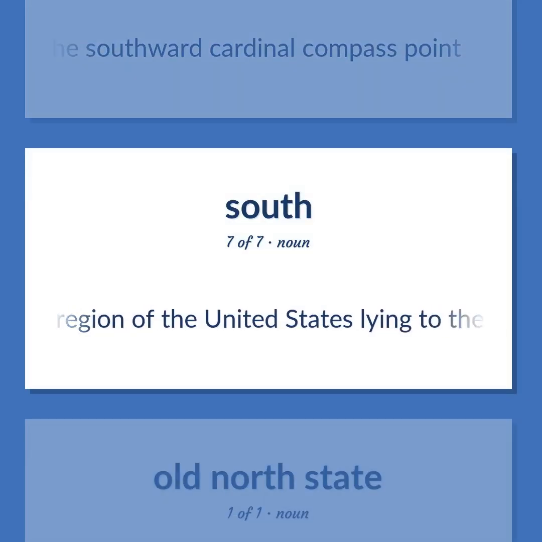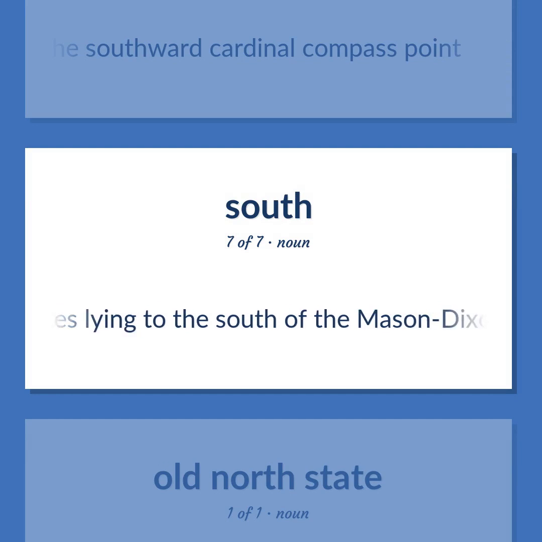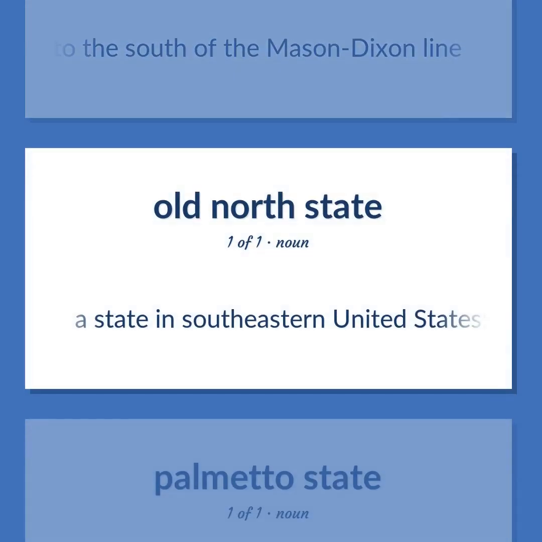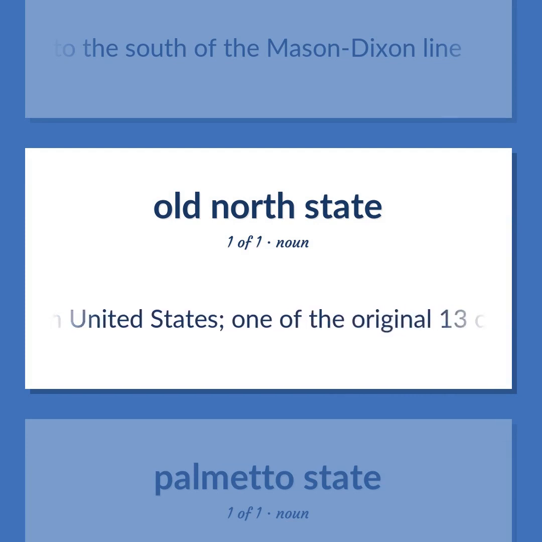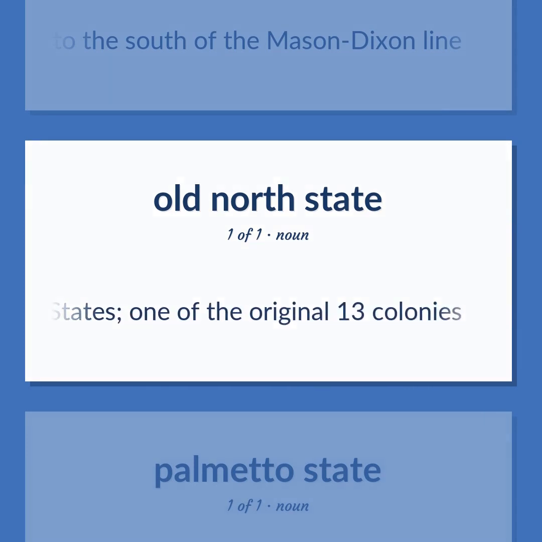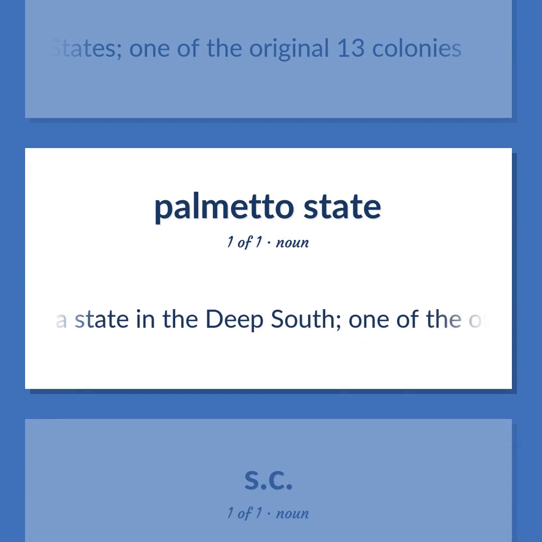The region of the United States lying to the south of the Mason-Dixon line. A state in southeastern United States, one of the original 13 colonies. A state in the Deep South, one of the original 13 colonies.